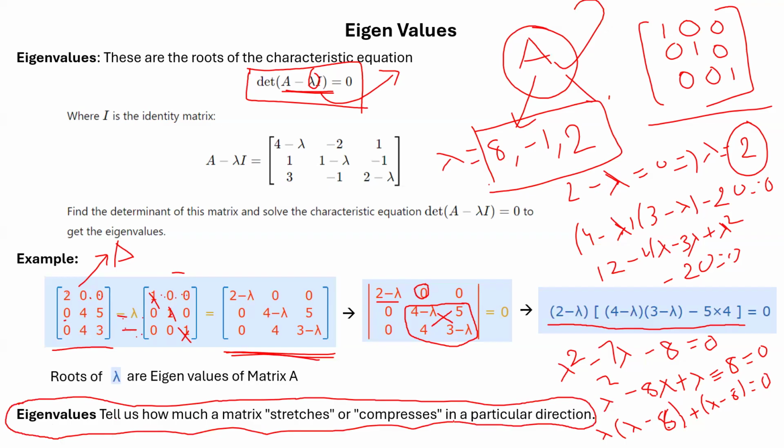If you take the example of a rubber, when you stretch it, its length gets extended. And if you bring that rubber back to its old state, or squeeze it, the length will reduce. That is what an eigenvalue does: it stretches or compresses the matrix. What that actually means, you can understand after the next slide.